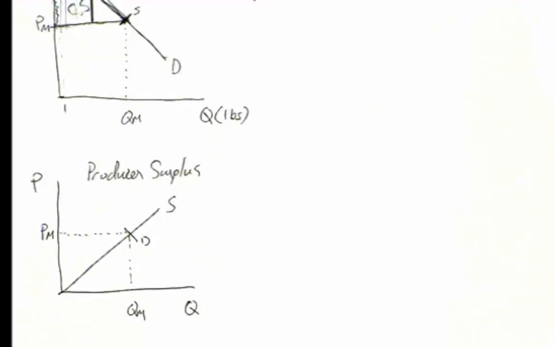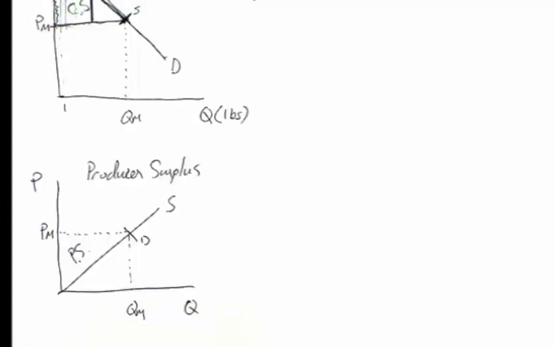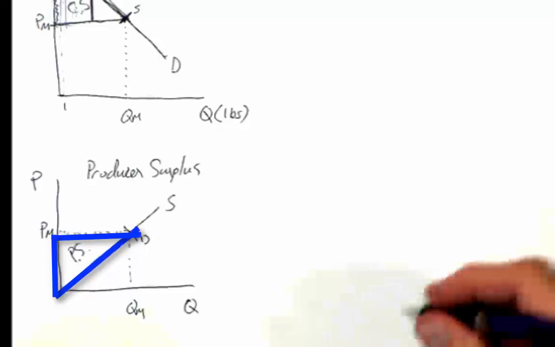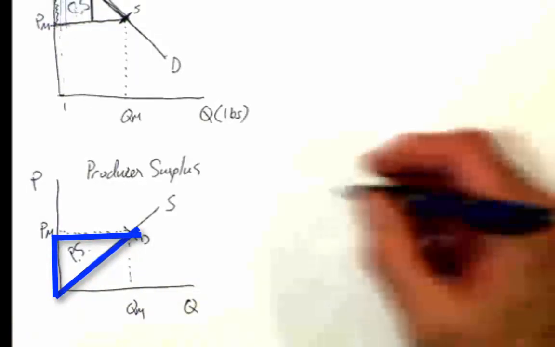Okay. Now, as you might guess, just from analogy, producer surplus is going to turn out to be this area right here. It's the area between the price that prevails in the market, the supply curve, and the vertical axis. And I'm going to give you the long step-by-step definition here. You can read a little bit about it in the notes.